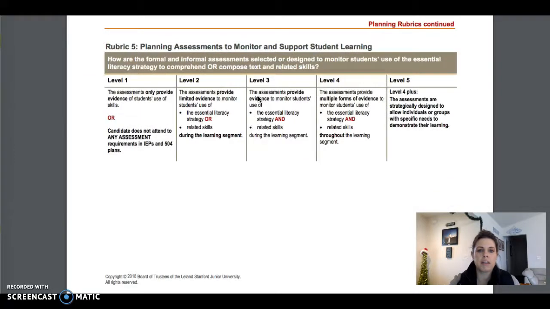And then finally, rubric 5, making sure that your formal and informal assessments are designed to monitor the essential literacy strategy to comprehend or compose text. So you're providing evidence here, and you're relating it to their related skills and the literacy strategy. So those are your 5 rubrics and kind of the background of what we're going to be working on.